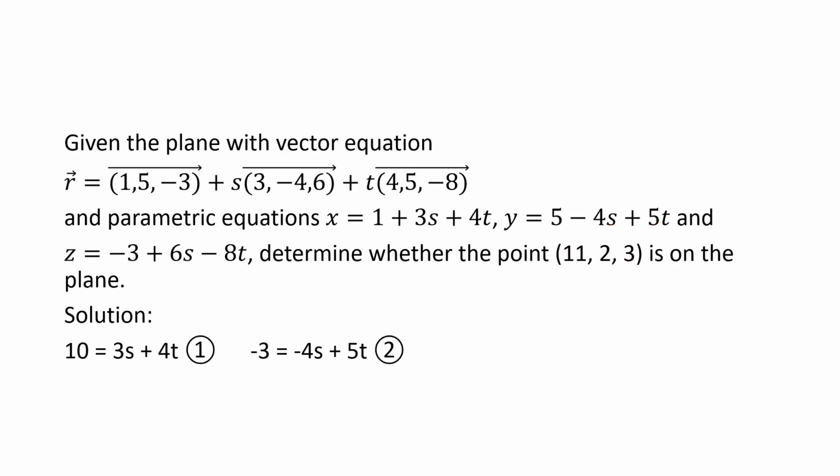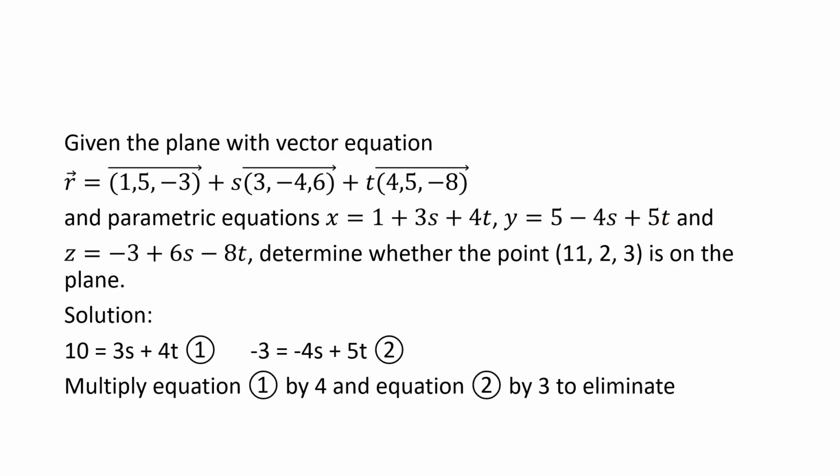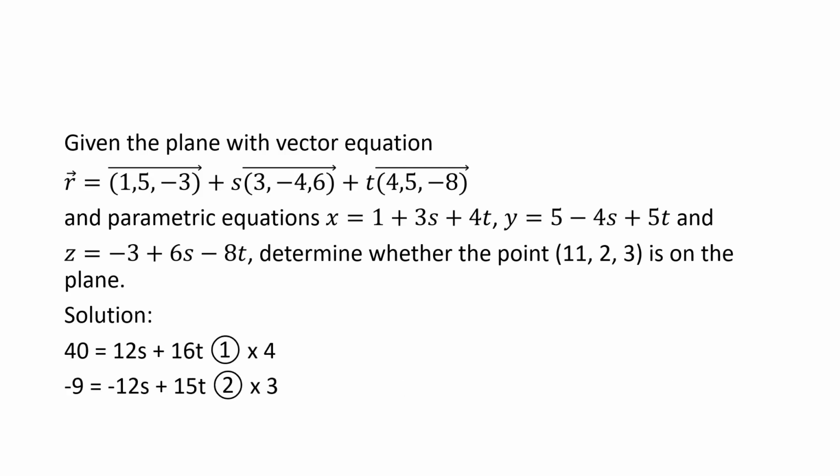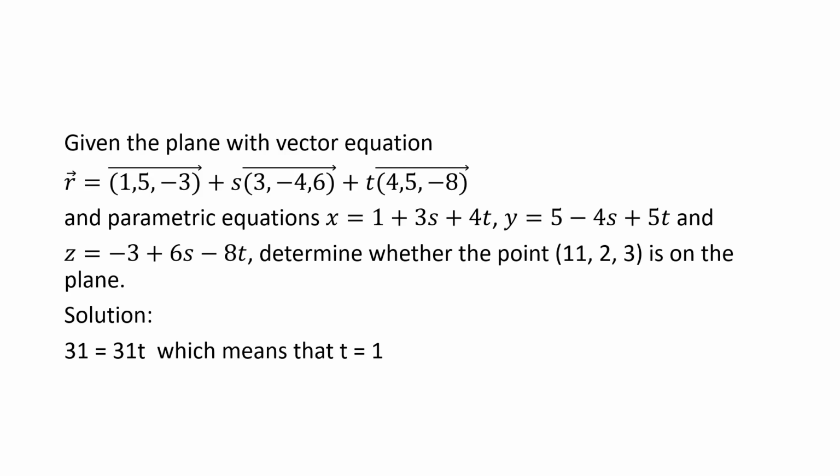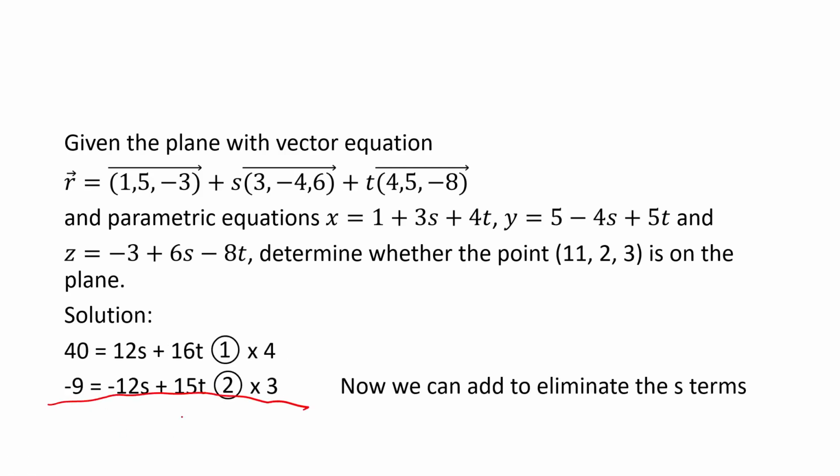So at the bottom there we've got two equations with two unknowns. We're going to multiply equation 1 by 4 and equation 2 by 3 to help us use the process of elimination. So when we do that, we get what you see in front of us here. Now, if we add these two equations, we'll eliminate the s's. So what we end up with when you do that is 40 plus negative 9 is 31, 12s plus negative 12s is 0, 16t plus 15t is 31t. So if 31 equals 31t, that means t is equal to 1.